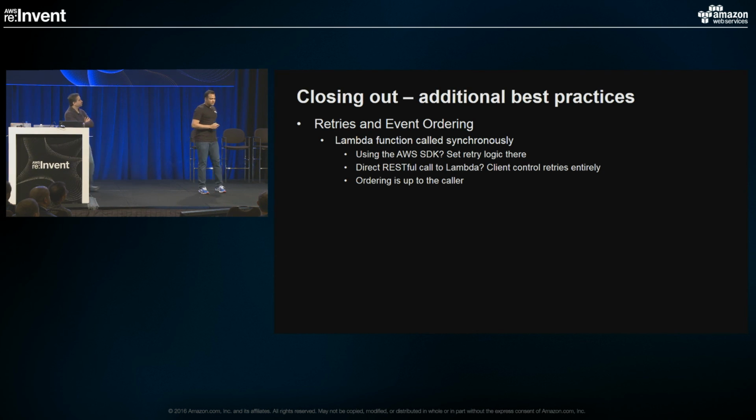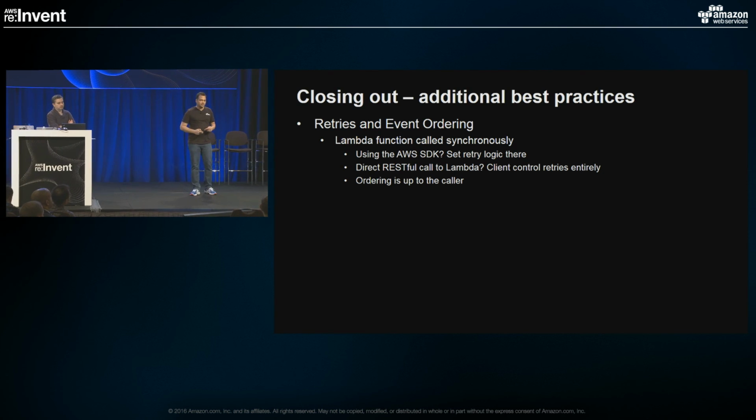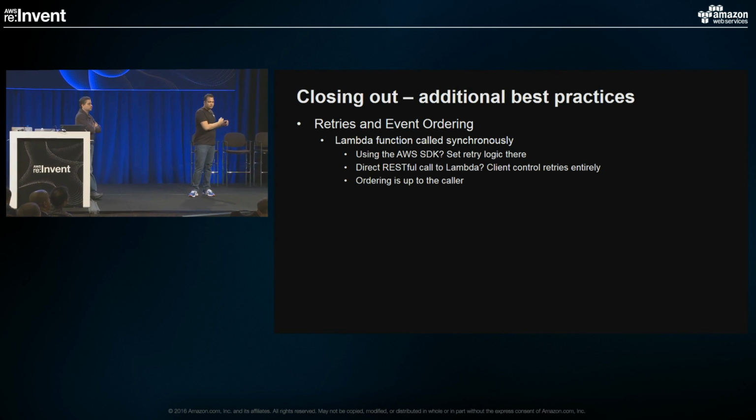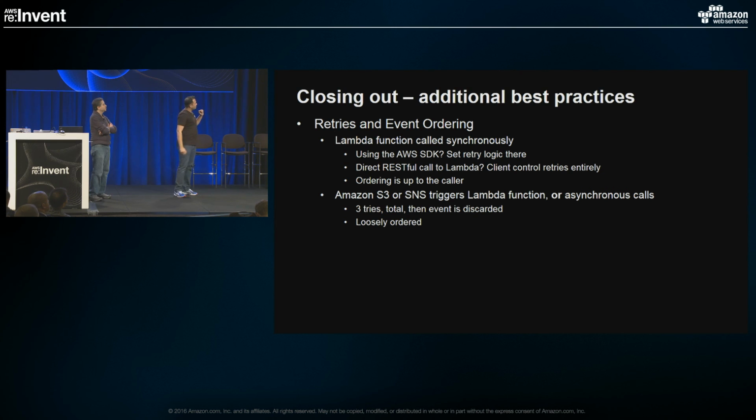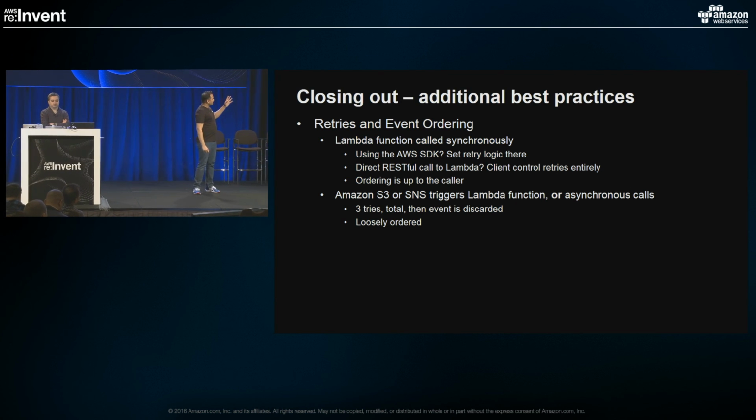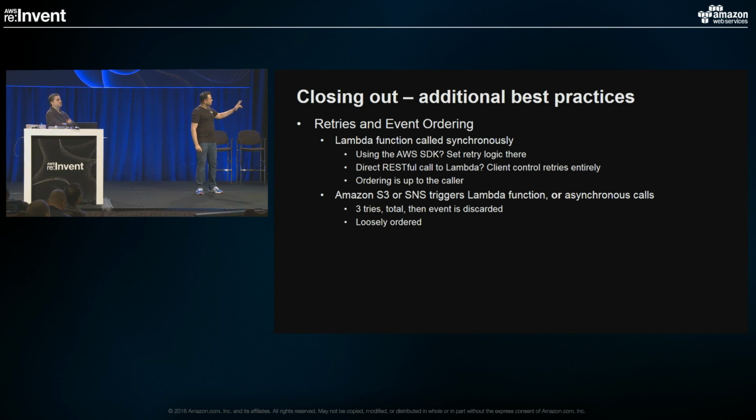So retries: what if your Lambda function fails to invoke an action? What happens when it comes to retrying or to event order? How are you going to manage that? Let's say your function is called synchronously. If you have an API Gateway and you're calling a Lambda function, that is a synchronous invocation. In that case, you want to leave it up to the client to control it entirely as part of the SDK.